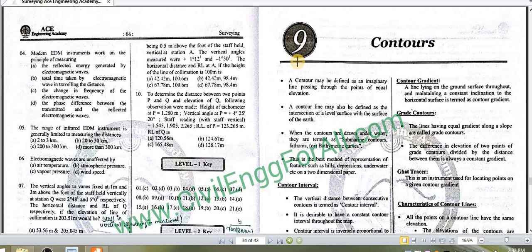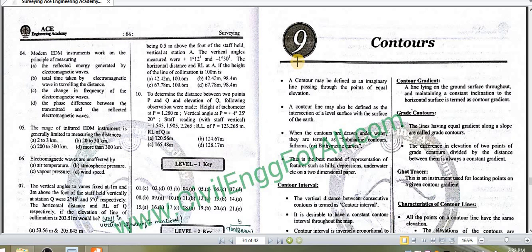The instruments normally used in contouring are the leveling instrument and leveling staff, because in contouring you need to find the levels of certain points. For finding the levels, you require leveling instruments. It can be a dumpy level, an auto level, or a theodolite, and a leveling staff. These are the common instruments normally used in contouring.